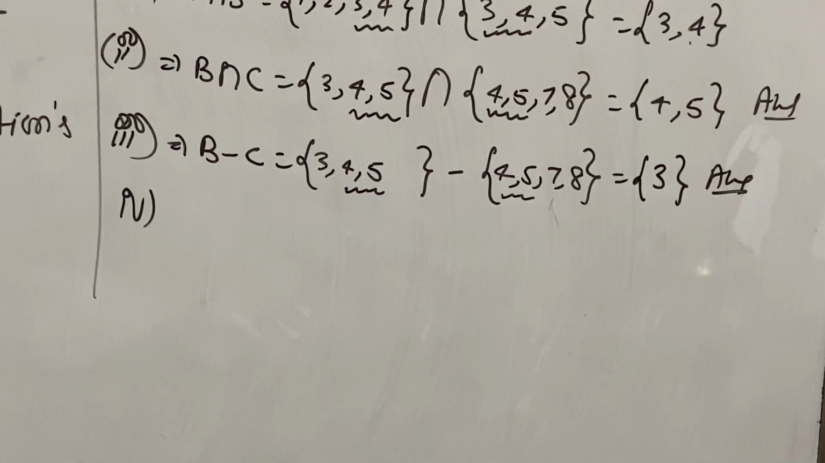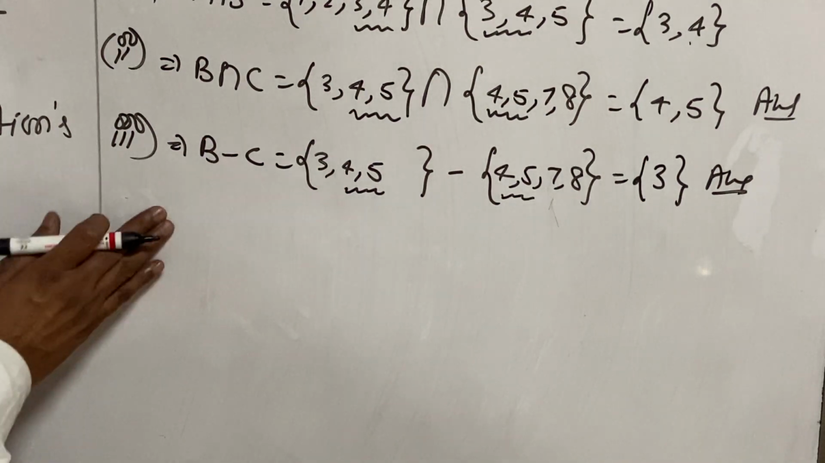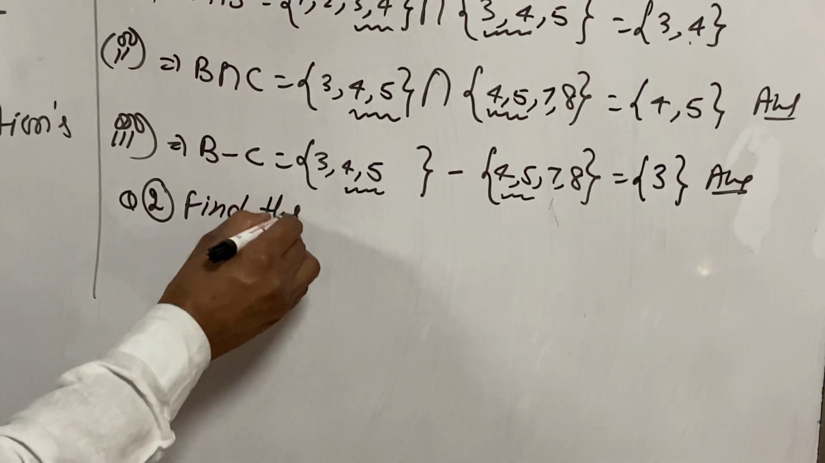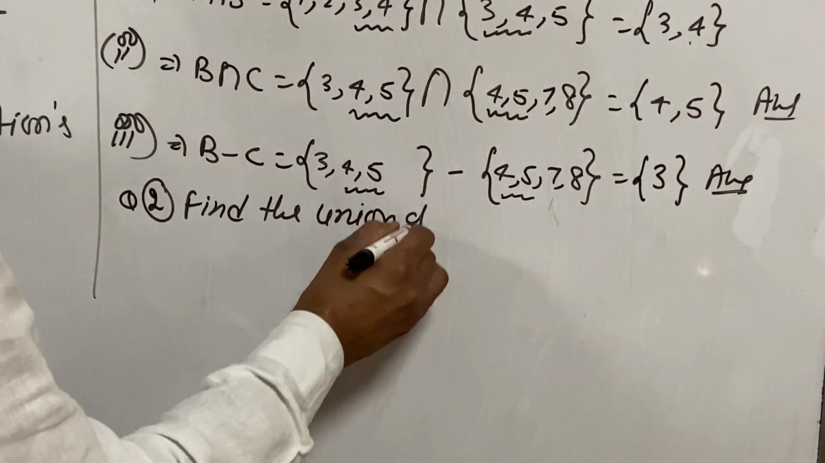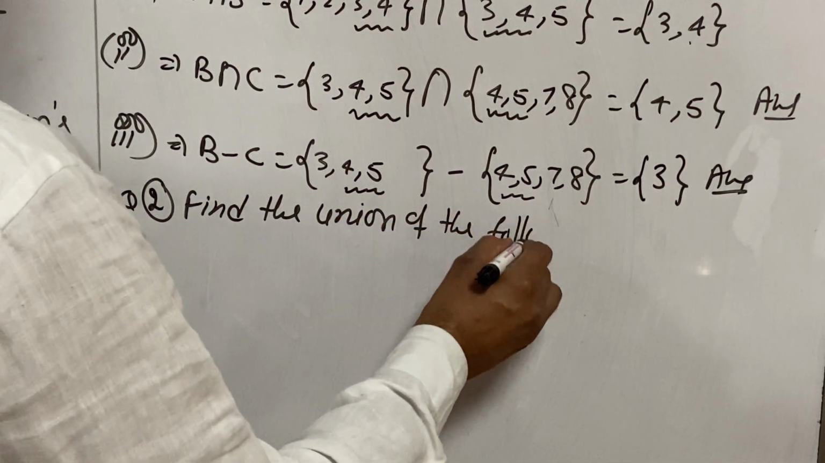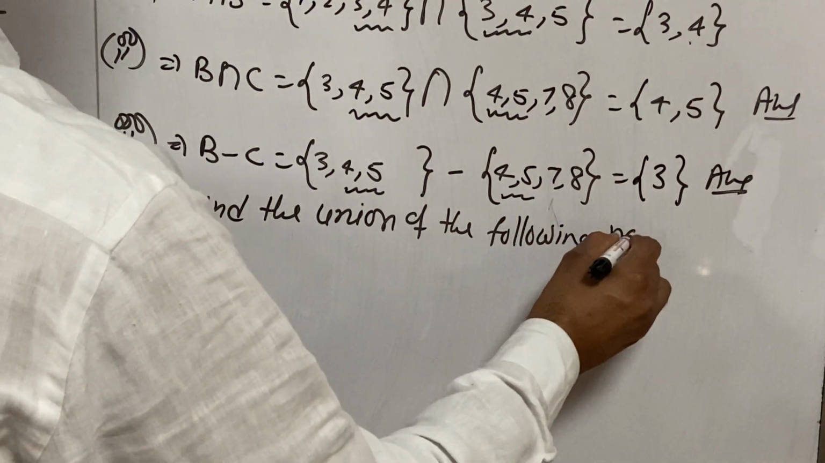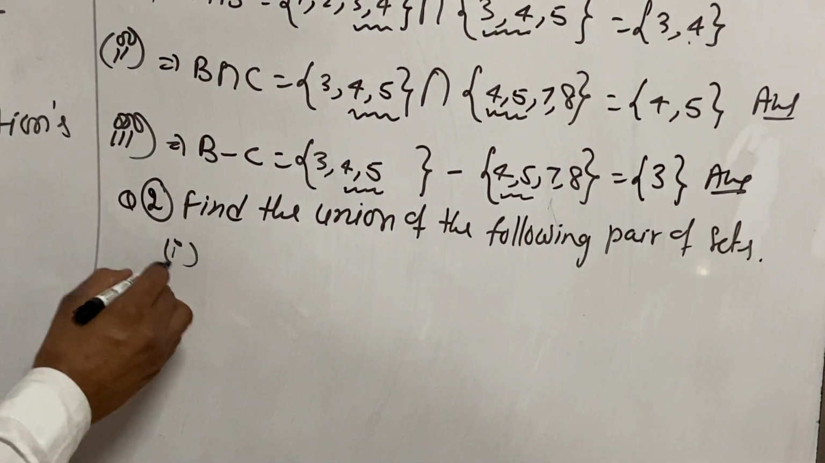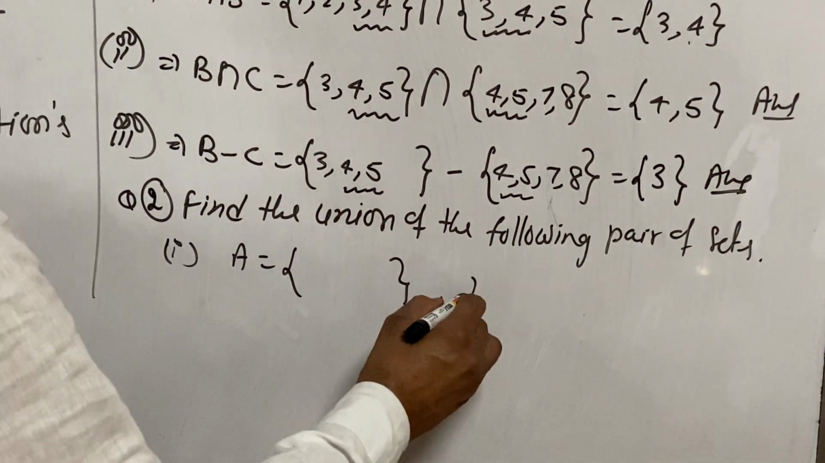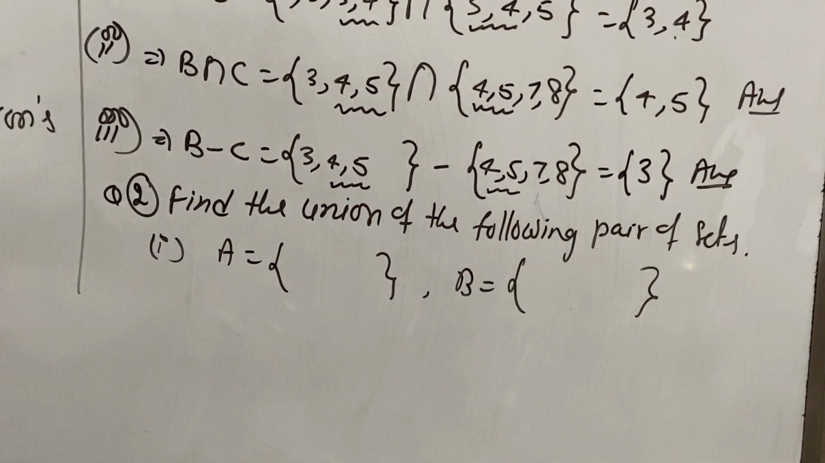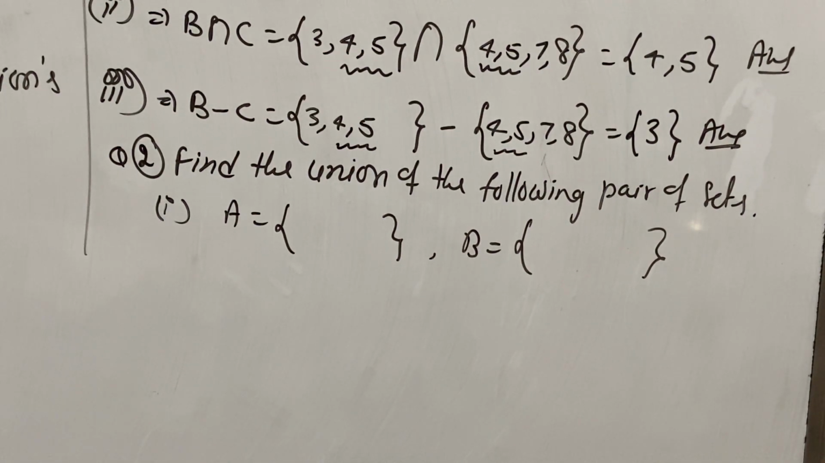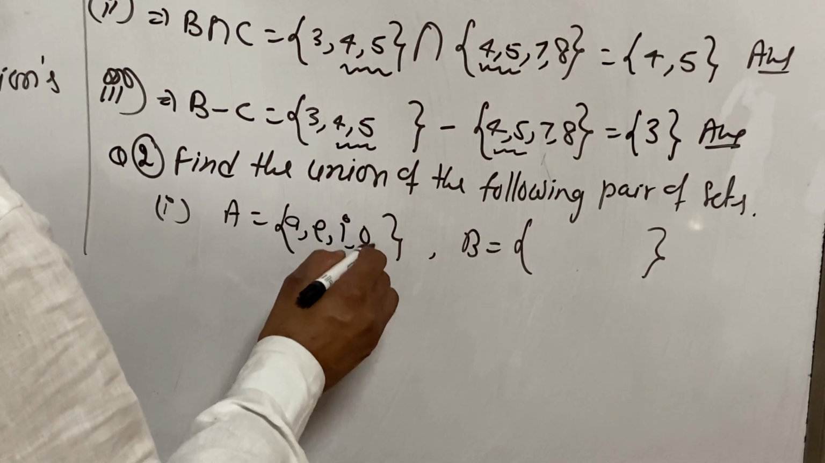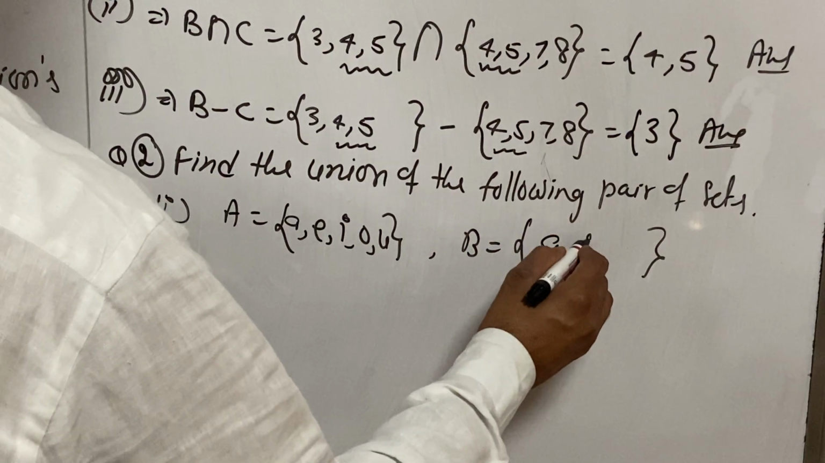Find the union of each of the following pairs of sets. Question second. Number 1, what is A and what is B? A is the vowels A E I O U, and B is A I U.